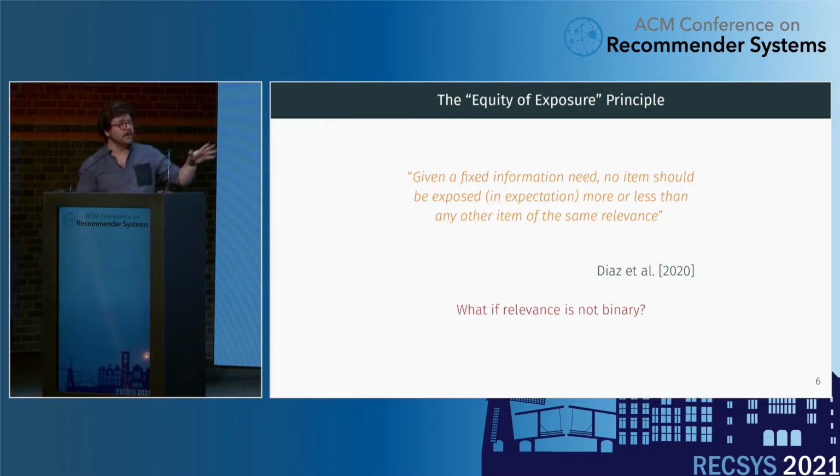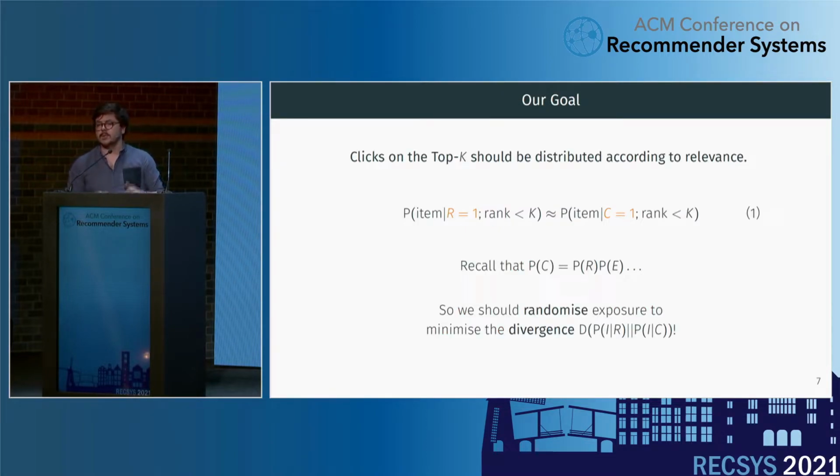So we tweak their goal a little bit to say that we want our clicks on the top K to be distributed in the same way as relevance. So we are going to try to minimize the divergence between these two conditional probability distributions.